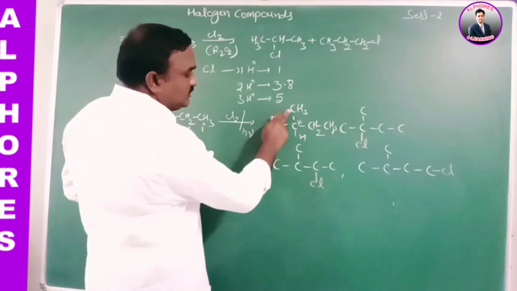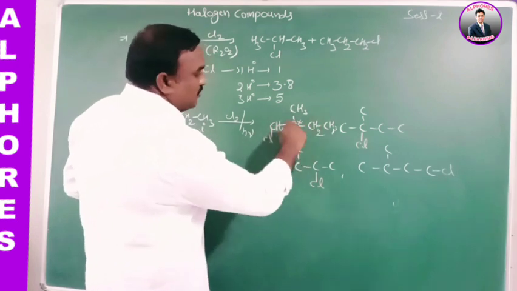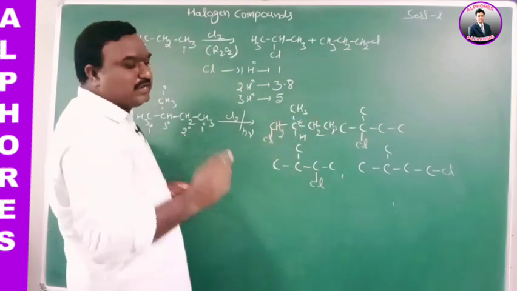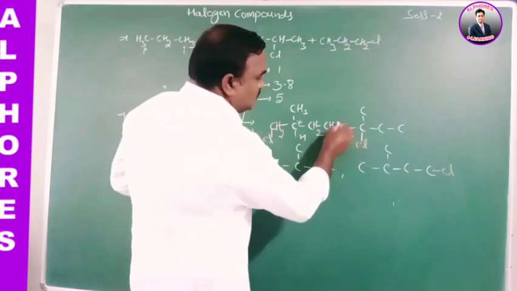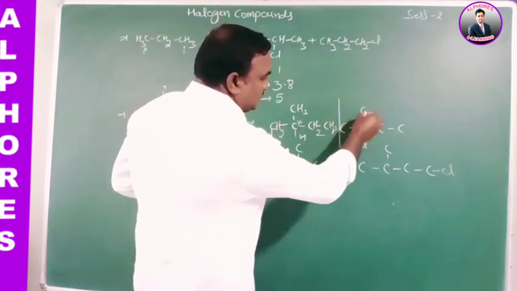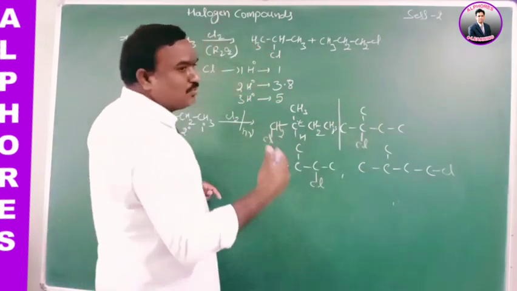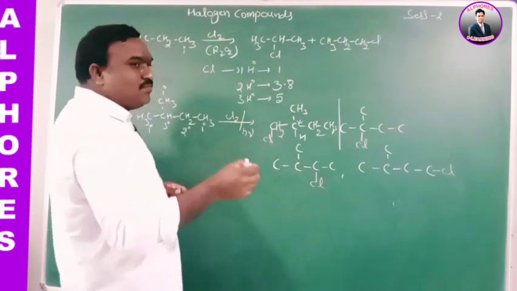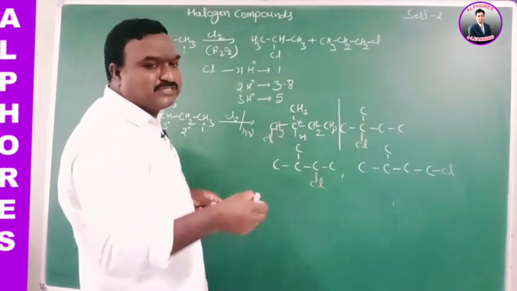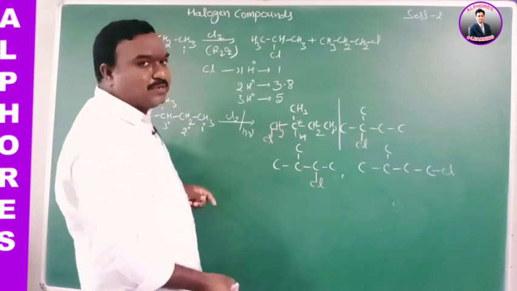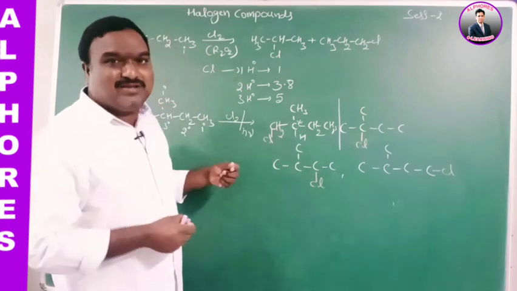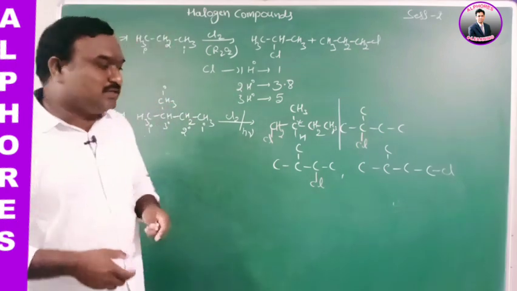CH2Cl, CH3, H, ethyl. Four different groups are there, so one chiral center. Here a CH3 group is given, and here a CH3 group. Both are the same group, so no chiral center. The carbon which has four different groups is called what? Chiral carbon. If a chiral carbon is there, the compound exhibits optical activity.